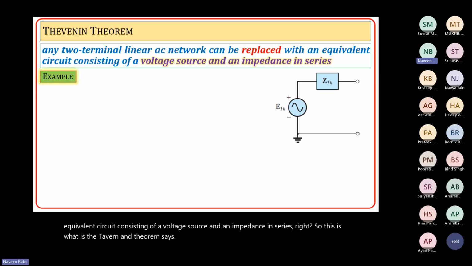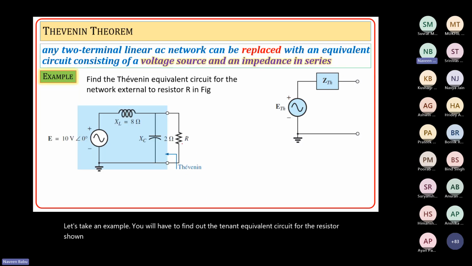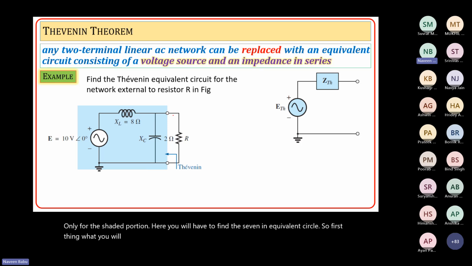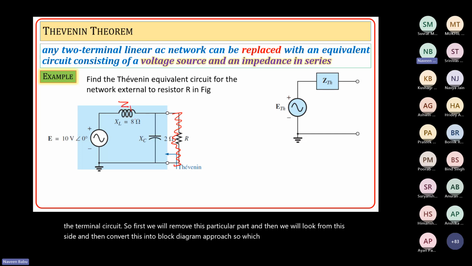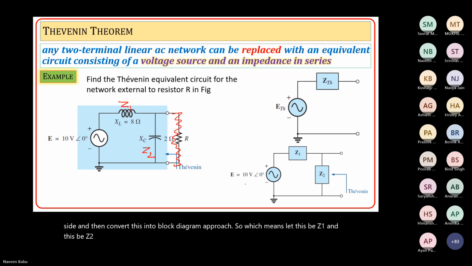Let's take an example. You will have to find the Thevenin equivalent circuit for the resistor shown in this. That is, only for the shaded portion here, you will have to find the Thevenin equivalent circuit. First thing you will do is open circuit the terminals across which you need to determine the Thevenin circuit. So first we will remove this particular part, look from this side, and convert this into a block diagram approach. Let this be Z1 and this be Z2. So it is Z1, Z2, and this is how our circuit will be.